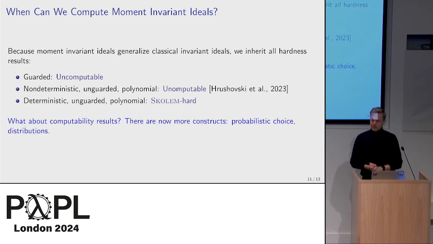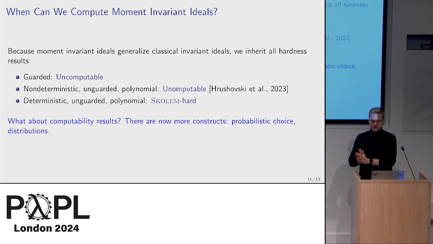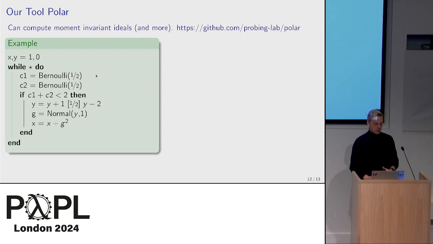What is not so trivial are computability results, right? For classical programs, the problem was computable if you only use linear arithmetic, but now we have also more constructs here. We have probabilistic choice. We may want to draw from distributions. So what can we do here? For instance, what about this loop here? We draw from Bernoulli distributions, from normal distributions. We have probabilistic choice, also some form of if statements. And actually, for this kind of loops, we can compute the moment invariant ideals.